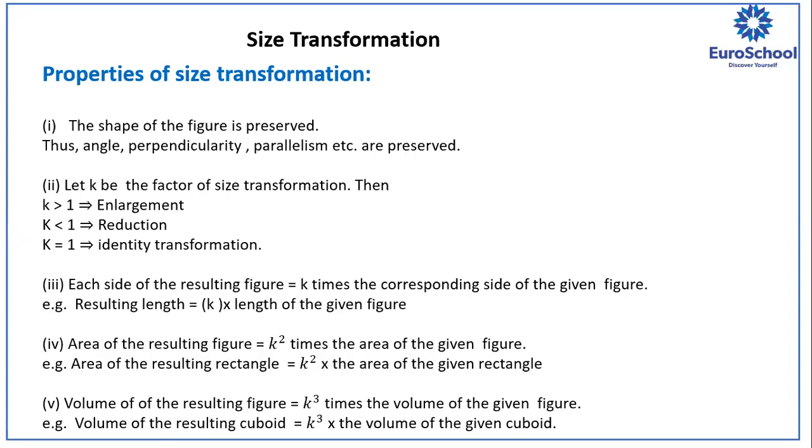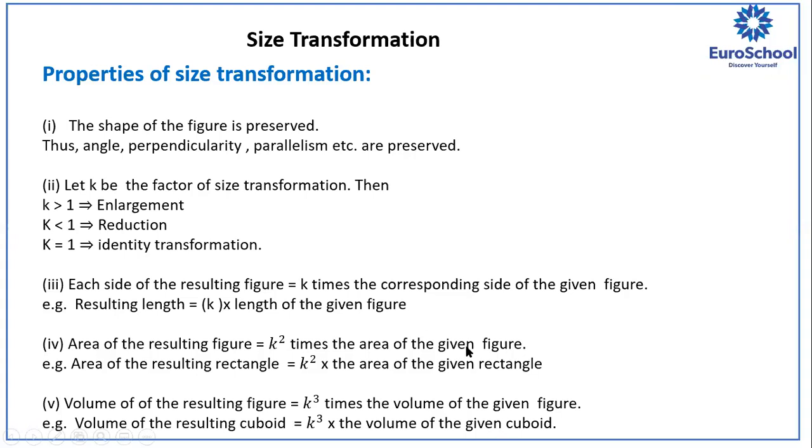Double means 2 into 2, 4. So all sides will be 4. Each side, understand this: if I have a square of 3 centimeter side, and I say enlarge it 3 times, what will you do? 3 into 3 will give you 9. So the resultant square will be of 9 centimeter as side, each side. So the formula here is: resulting length is equal to k times the length of the given figure.